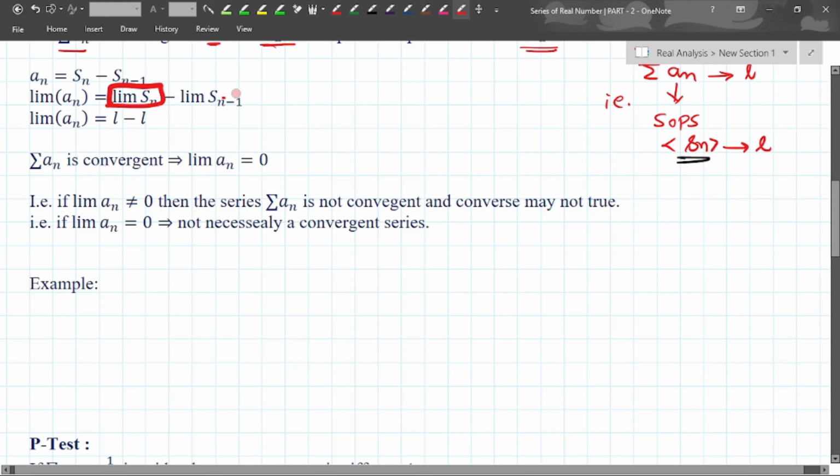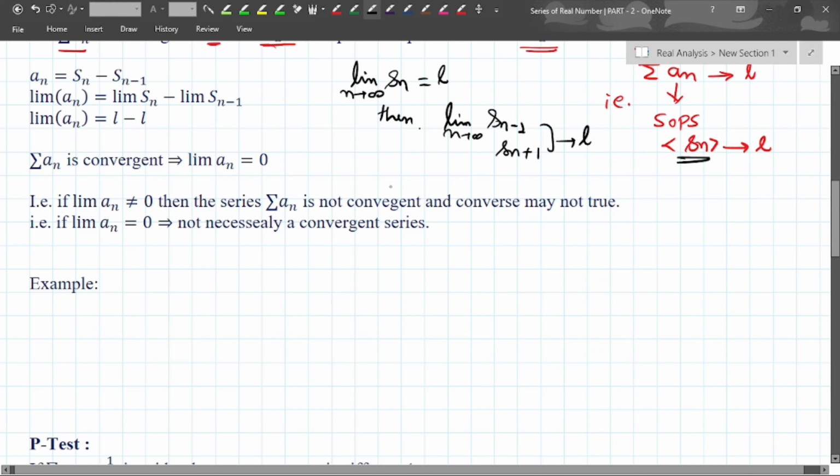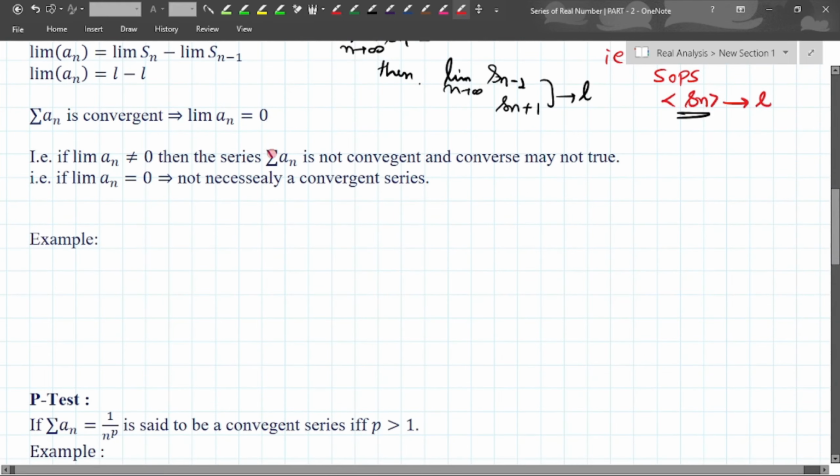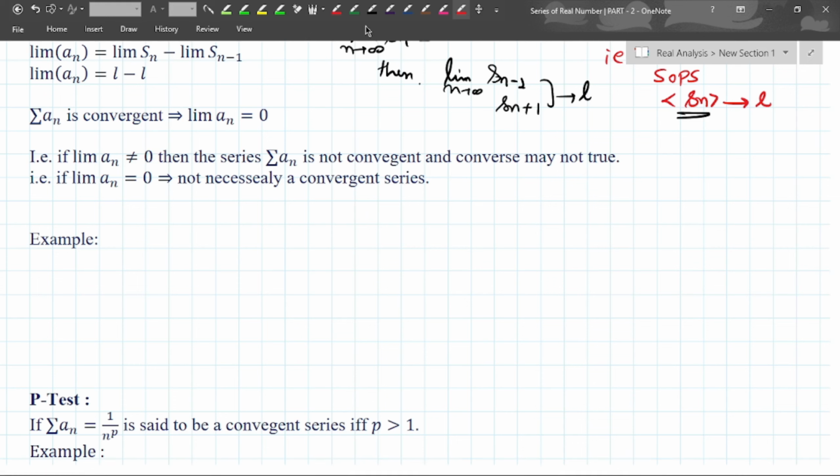So for a sequence, if you have any sequence Sn and you apply the limit as n tends to infinity, if it is L, then the limit as n tends to infinity of S(n-1) or S(n+1) will both go to L. So from here we can say this limit, let's say the limit of an as n tends to infinity, is also going to be zero, and this ensures that this is the necessary condition. So if the limit of an is not equal to 0, then we can say that it is not convergent. This is just for discarding the options.